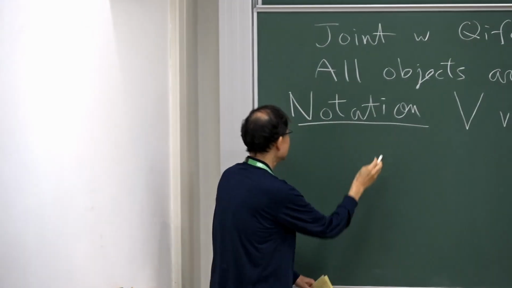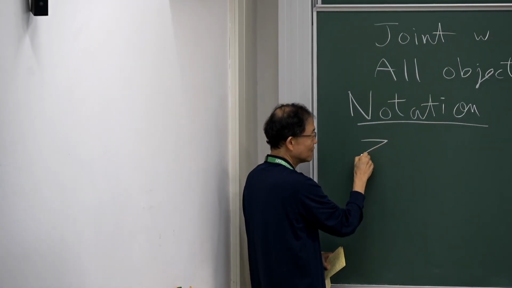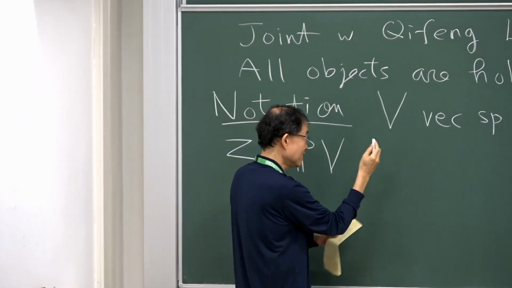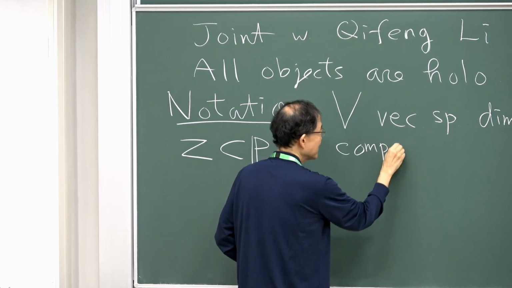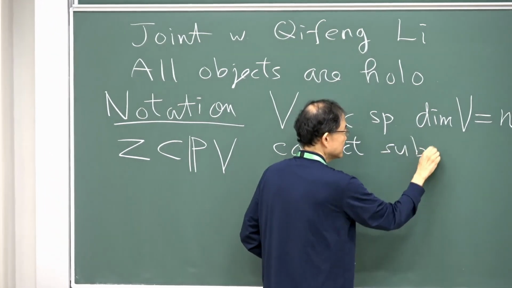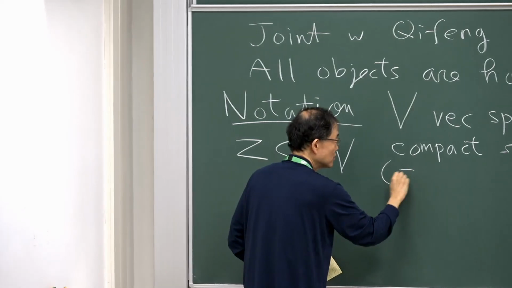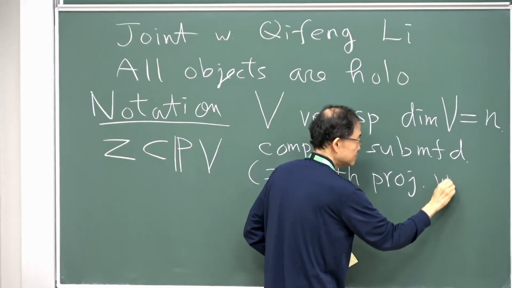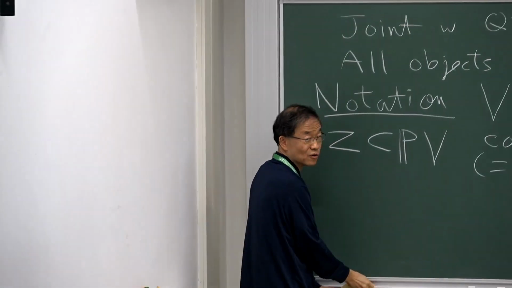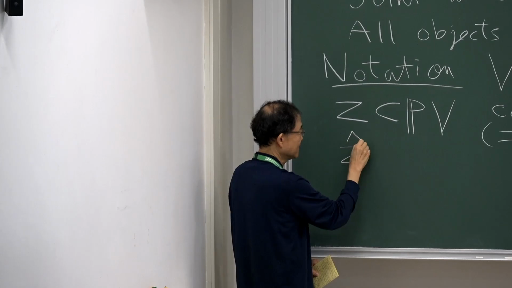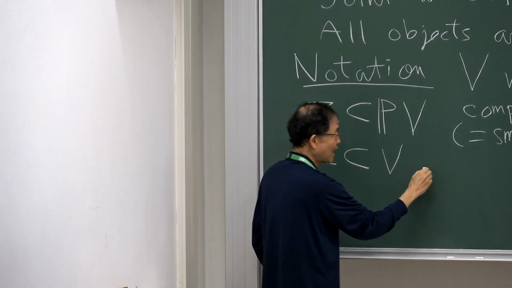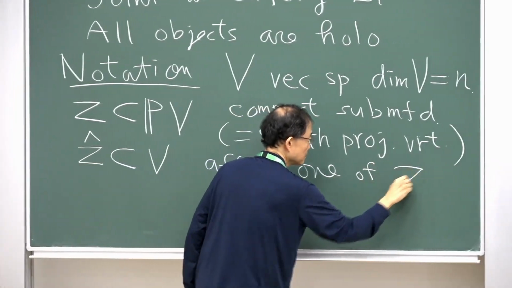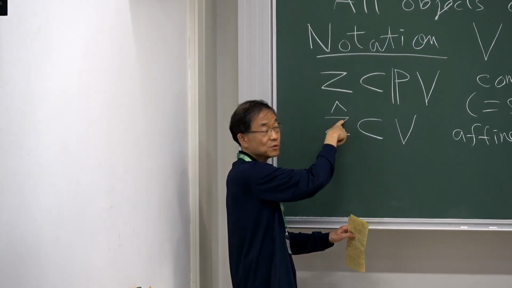And then we have this projectivization, and I consider a submanifold of the projective space. Let's just consider a compact complex submanifold. So in algebraic geometry, this is a smooth projective variety. And then I will use this notation, Z hat, inside the vector space. This is the affine cone. So Z is just the projectivization of Z hat.